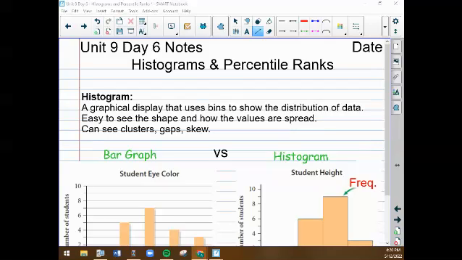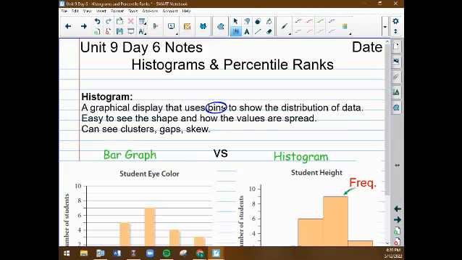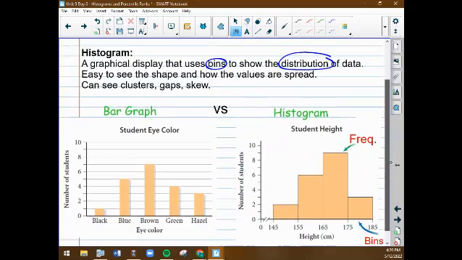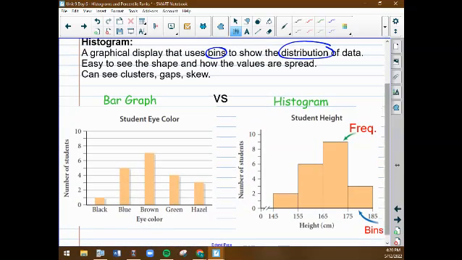All right, in this video, we are talking about histograms and percentile ranks, okay? So a histogram is a graphical display that uses bins to show the distribution of data. The key words are bins and distribution of data, okay? It's easy to see the shape and how the values are spread apart, and you can see different clusters, you can see gaps, and you can see if it's skewed left or skewed right.